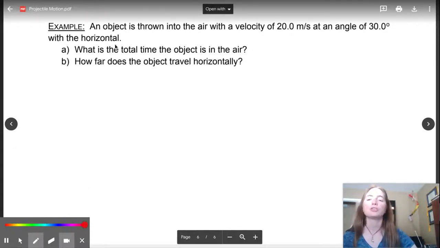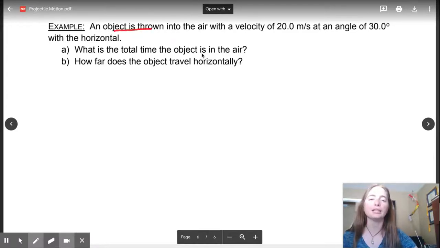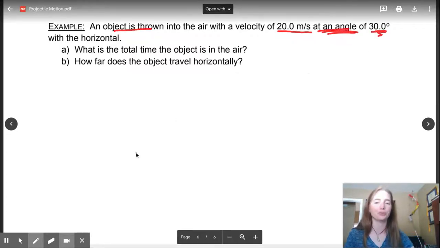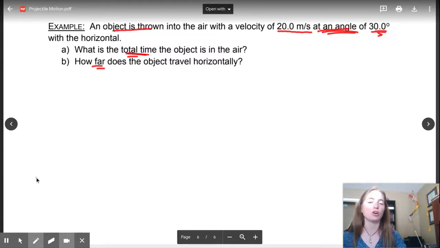Okay, so an object is thrown into the air with a velocity of 20 meters per second at an angle of 30 degrees. What is the total time that the object is in the air? And how far does the object travel horizontally? Okay, so let's draw this.